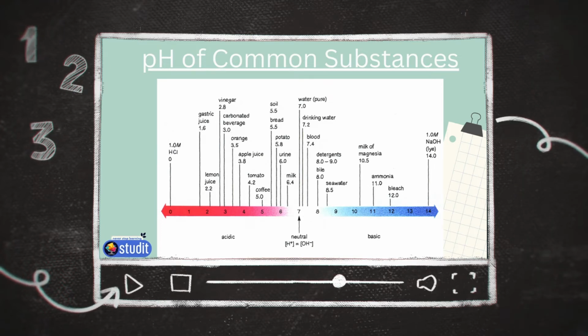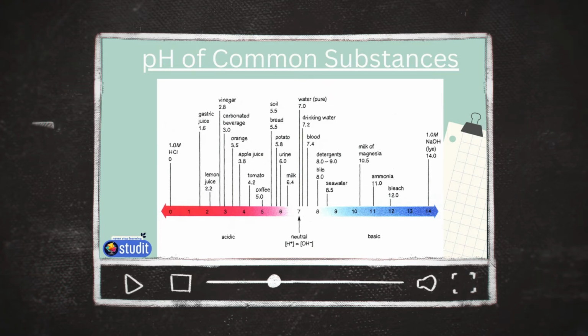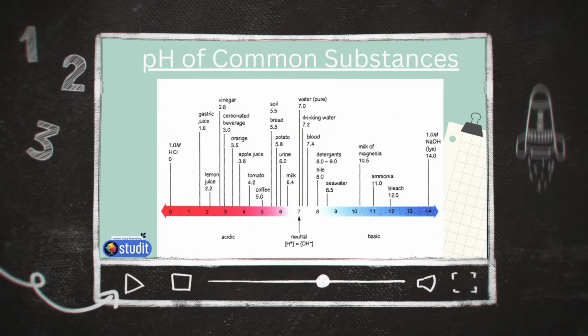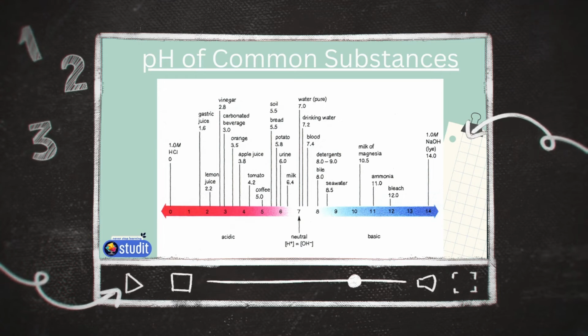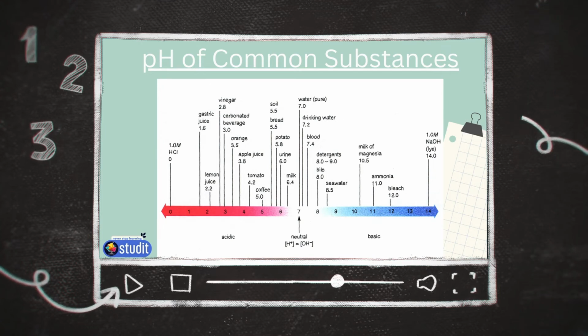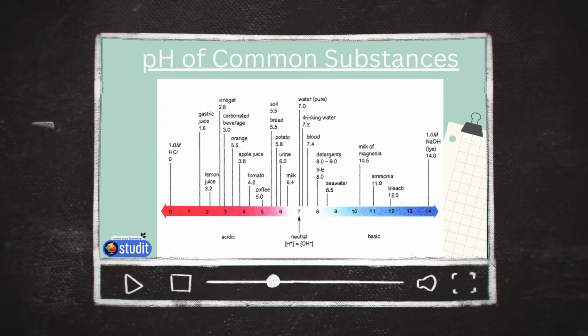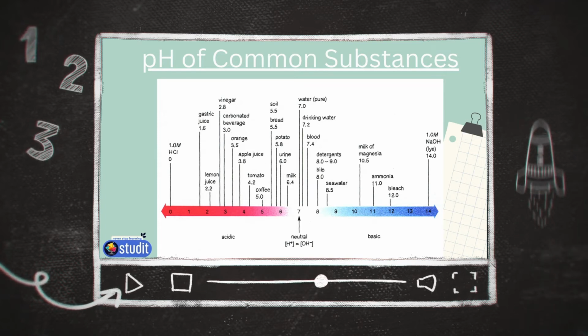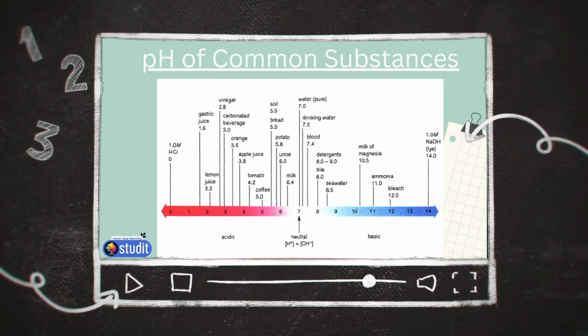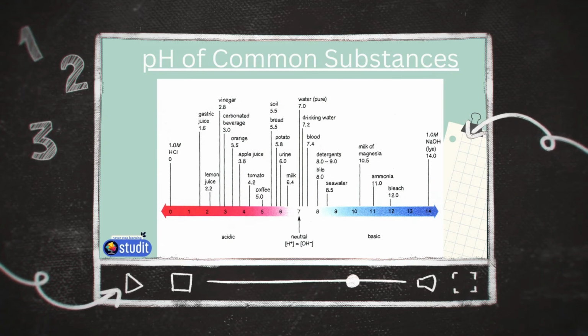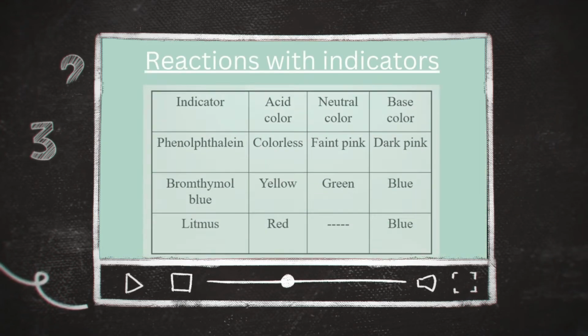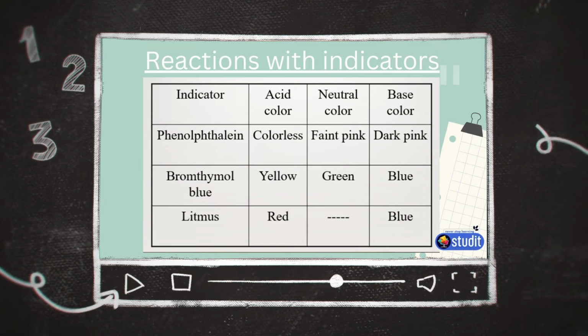Then after 7 we have water. It has 7.0. Drinking water has 7.2. Blood has 7.4. Deodorants have 8.0. Bile has 8.0. Sea water has 8.5. Milk of magnesia has 10.5. Ammonia has 11. Bleach has 12. And NaOH solutions have 14. So these are basic in nature. So there are some acidic and basic substances on the pH scale.